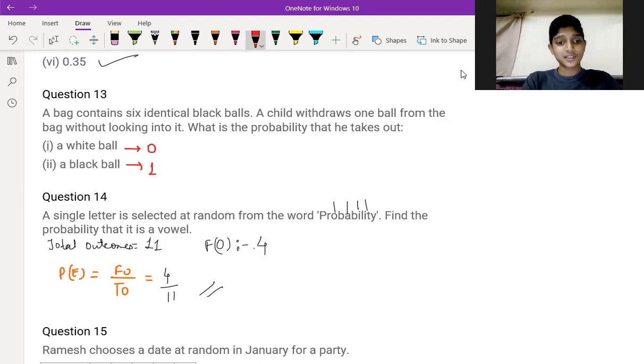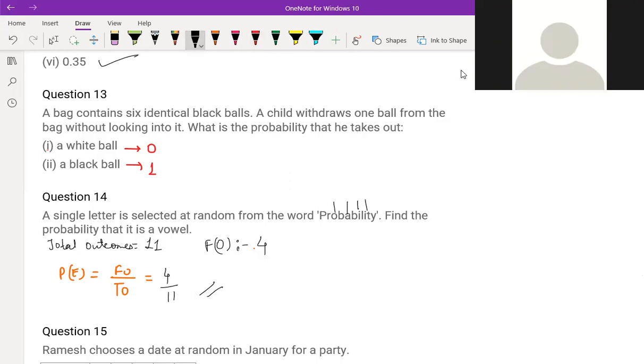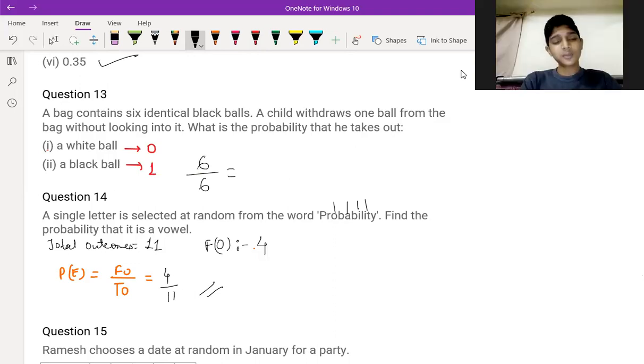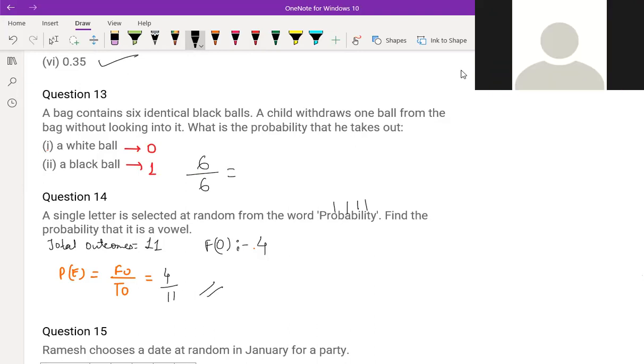Second one, sir. See, total, how many balls are there? 6 balls. How many balls are black? 6 balls only. Sir, but he took one ball from it, sir. So we should subtract. What is the probability formula? What you are taking out should be black, so 100% that is black only. We are not subtracting anything now.